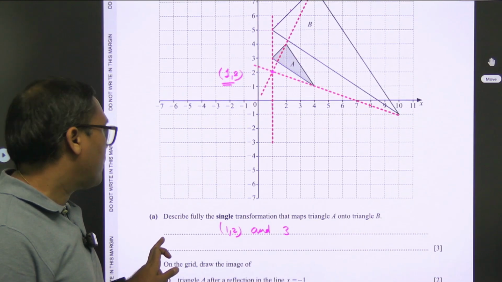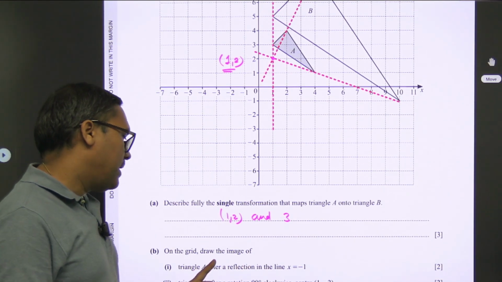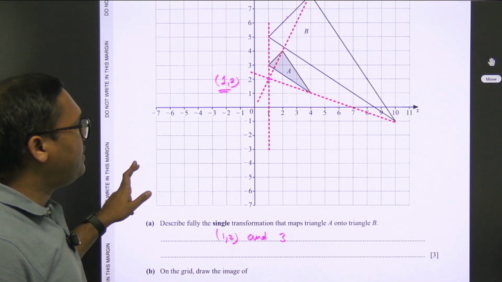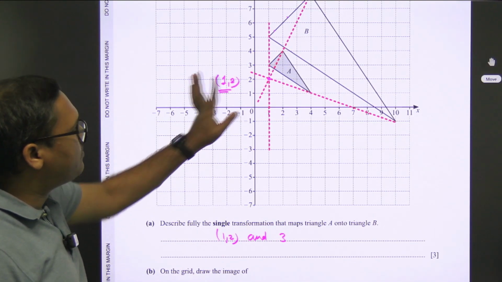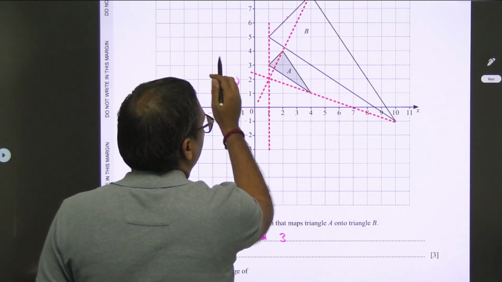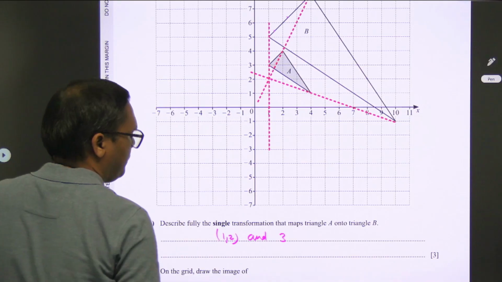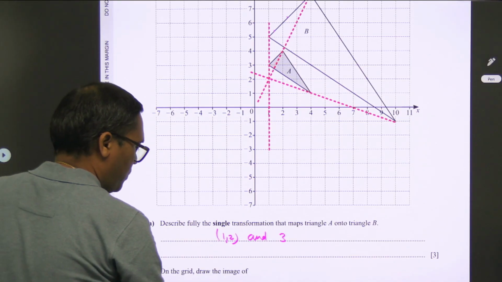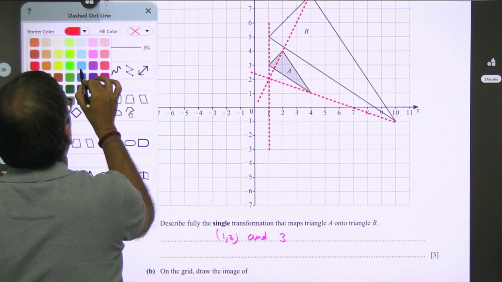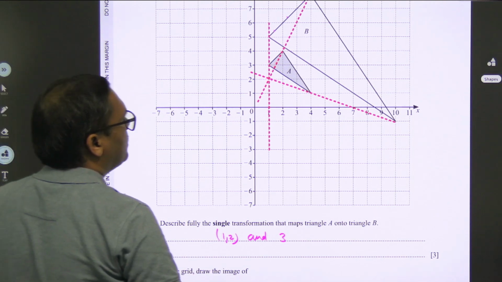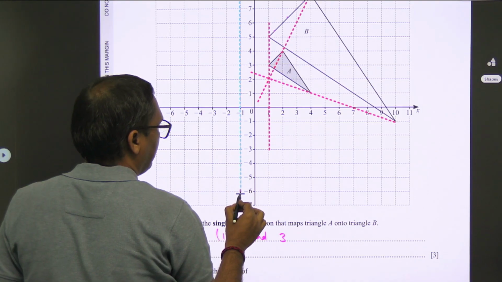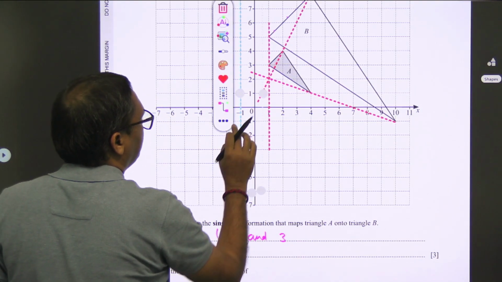Now the next question is, on the grid, draw the image of the triangle after reflection in the line x equal to -1. So you have to reflect A in the line x equal to -1. I hope this part is clear. So let's draw the line x equal to -1. X equal to -1 is a vertical line like this, passing through -1.